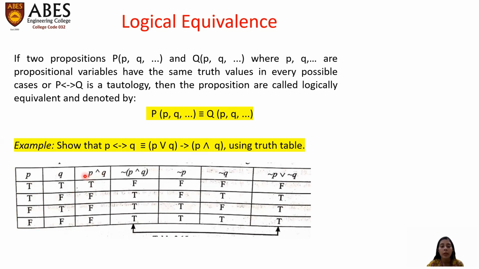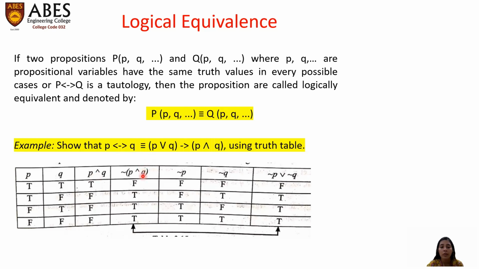Here, first we need to solve the brackets, P and Q. As we have discussed, the conjunction connective will return true if and only if both the propositions are true, otherwise it will return false. Now we have to take the negation of this P conjunction Q. Negation means if the value of the proposition is true, it will become false, and if the value is false, it will become true. So this is the negation.